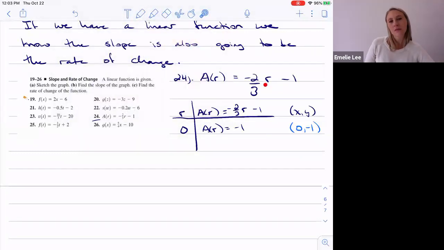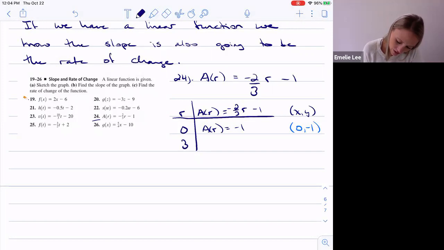Then I still want to keep picking convenient values of r. Usually I would pick 1, right? But r of 1 is actually harder to deal with because then I have negative 2 over 3 minus 1. So I'd have to find the common denominator, I'd have to combine them, and it just makes it harder. And I might end up with a nasty fraction. Instead, I'm going to pick a multiple of 3 because that's going to cancel with this 3. In fact, I'm just going to use 3 because that's the easiest.